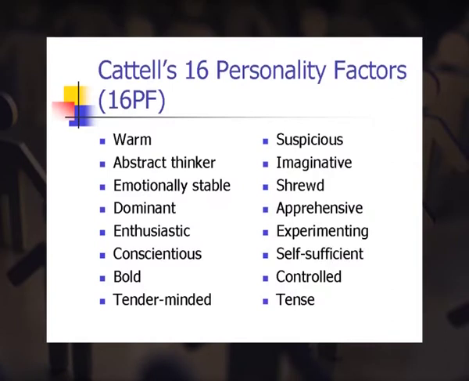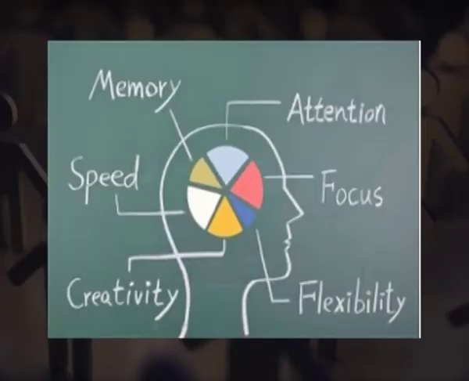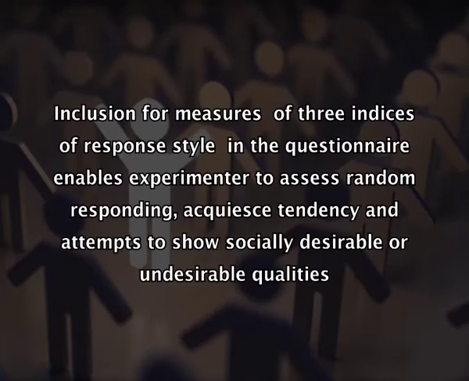It is designed for ages 16 and over, and it yields 16 scores separately on 16 traits of personality. Each of them is bipolar. It has problem-solving questions, which contain 15 items at the end of the inventory, consisting of a reasoning scale intended to measure mental ability. Inclusion of measures of 3 indices of response style in the questionnaire enables the experimenter to assess random responding, acquiescence tendency, and attempts to show socially desirable or undesirable qualities.